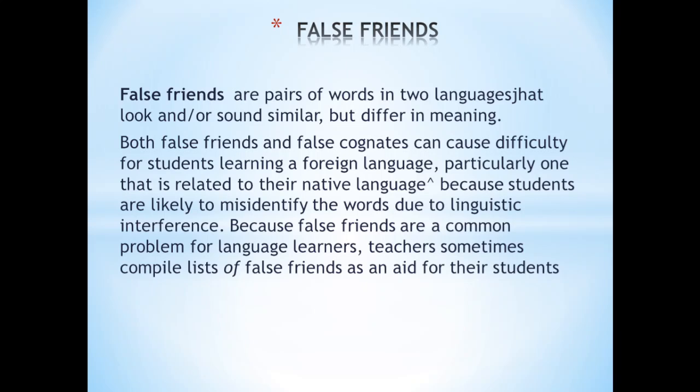Because false friends are a common problem for language learners, teachers sometimes compile lists of false friends as an aid for their students. For example, in my mother tongue, "magazine" means a shop. It's a Russian word, but in Uzbekistan we use it to mean a shop. And a magazine in English means something to read. So sometimes students confuse these two words.